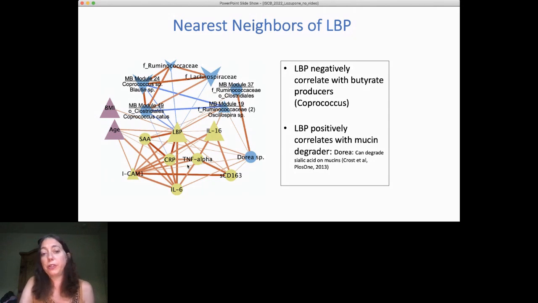We also found interesting a positive correlation between LBP and Dorea. Certain Dorea species can degrade sialic acid on mucins. Different mucin sialic acid profiles had already been described to be pro-inflammatory in HIV. And this identified microbes as a potential driver of this. And so we actually recently received a new grant to follow up on these hypotheses in the lab.